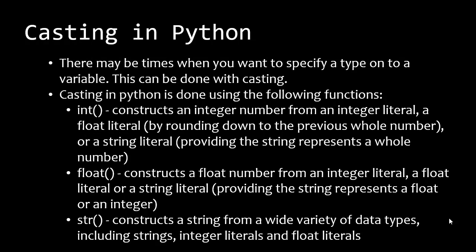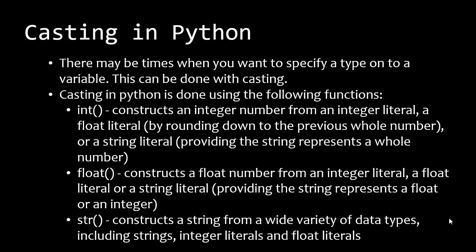Casting. There may be times when you want to specify a type onto a variable. This can be done with casting. One of the things we talk about as programmers is this. We can let the program deal with the data type based upon what we give it. That's called implicit declaration or implicit casting, if you will.